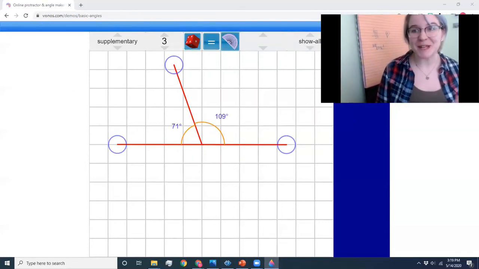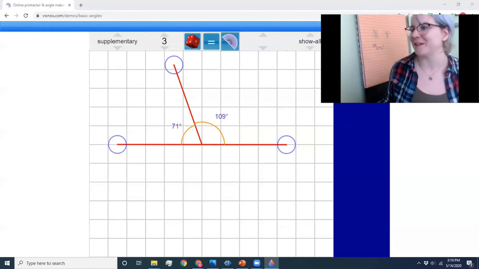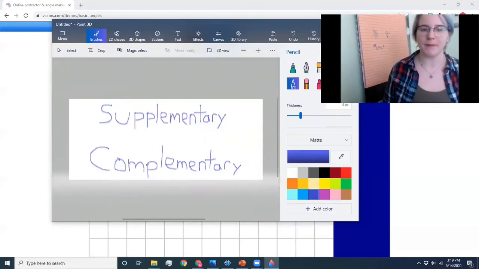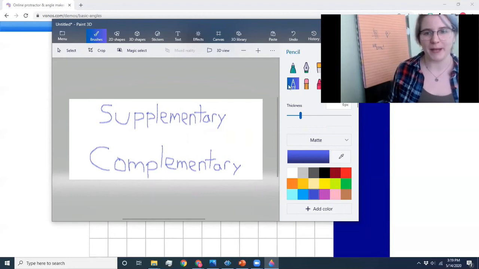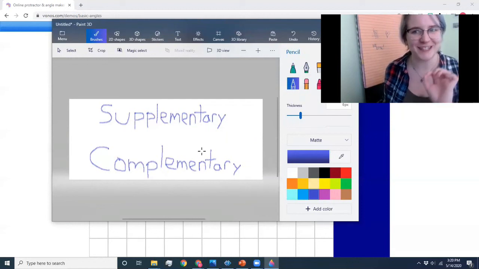Now, I know it can be a little tricky to remember the difference between complementary and supplementary angles. So let me show you a little trick that I used to use when I was in school. I have the words supplementary and complementary here in front of me on the page. With a few little adjustments, we can make this a really easy tool to remember what these words mean.